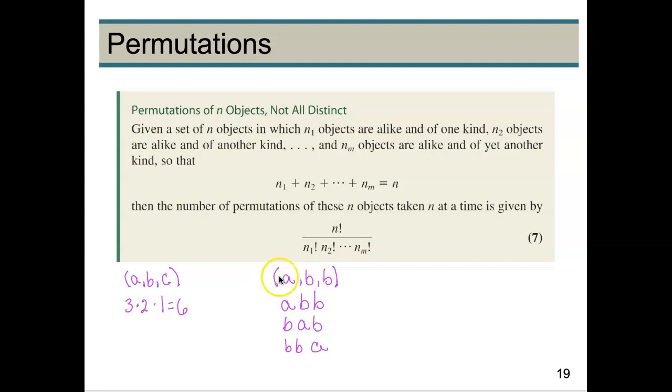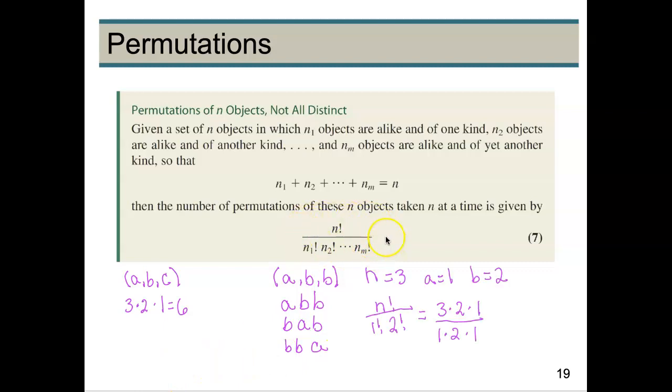If our elements are not distinct, so suppose I have A, B, B, I have B twice. Well, that's going to change the number of arrangements. So I could have ABB, I could have BAB, and I could have BBA. Those are my only options. So how do we take this into account mathematically?